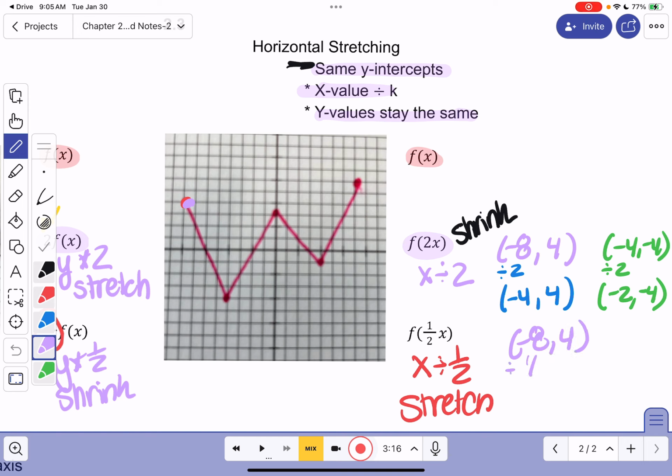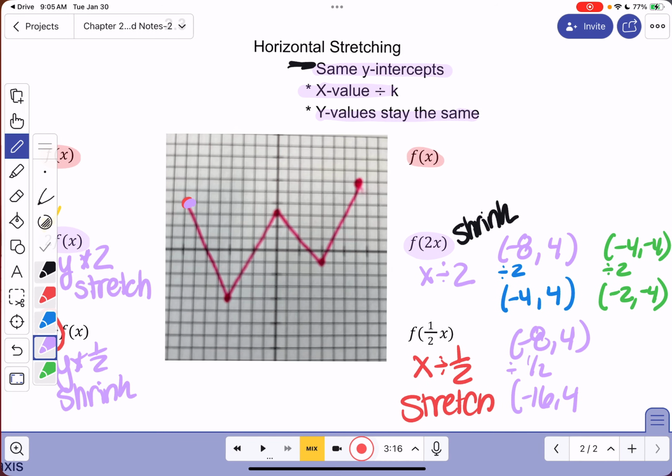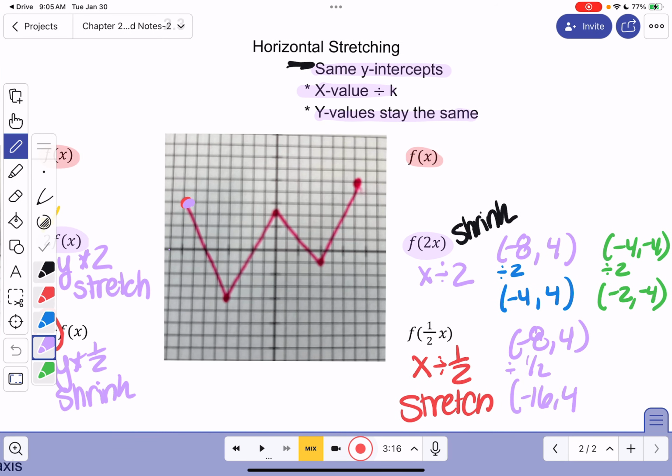-8 divided by 1/2 is -16. So we would change that to -16, 4. So 9, 10, 11, 12, 13, 14, 15, 16. So it'd be way out here. And then this point was -4, -4. And -4 divided by 1/2 is -8. So this point would end up here.